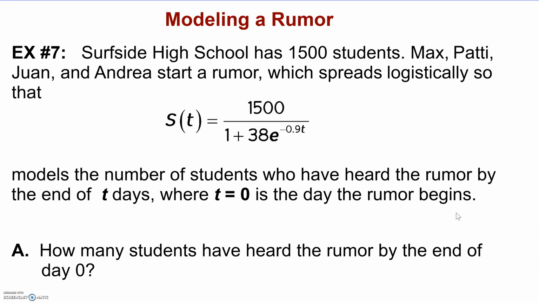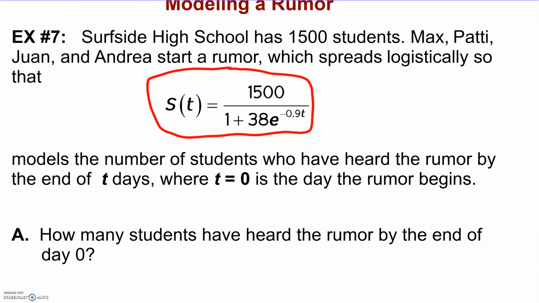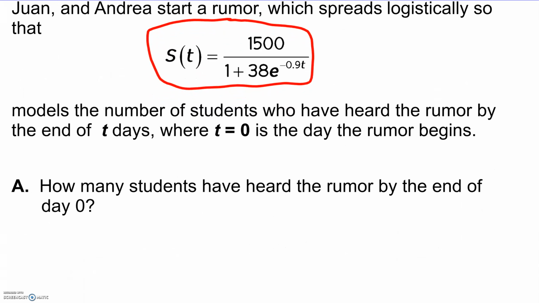We've got this function right here, which is modeling the number of students who have heard a rumor. It says Surfside High School has 1,500 students. Max, Patty, Juan, and Andrea start a rumor which spreads logistically so that this is the number of students who have heard the rumor by the end of T days, where T equals 0 is the day the rumor begins. So first question is then just how many students have heard the rumor by the end of day 0.